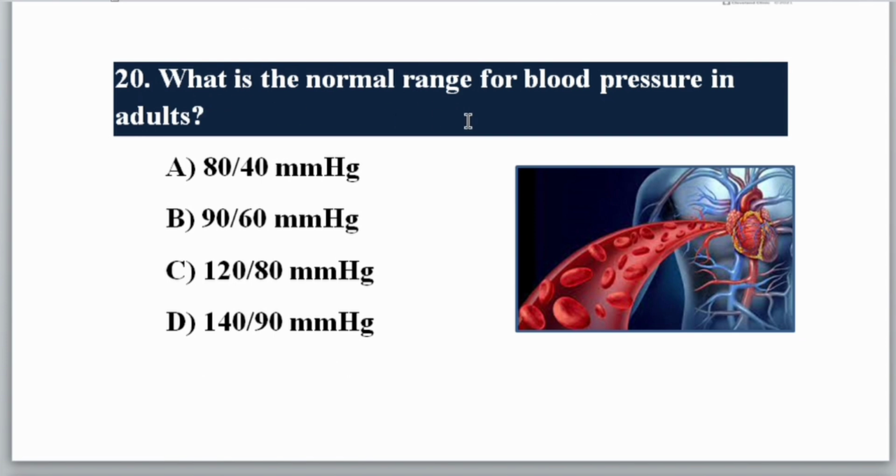What is the normal range for blood pressure in adults? Alpha 80 over 40, beta 90 over 60, Charlie 120 over 80. Yes, 120 by 80 is the normal range for blood pressure in adults.